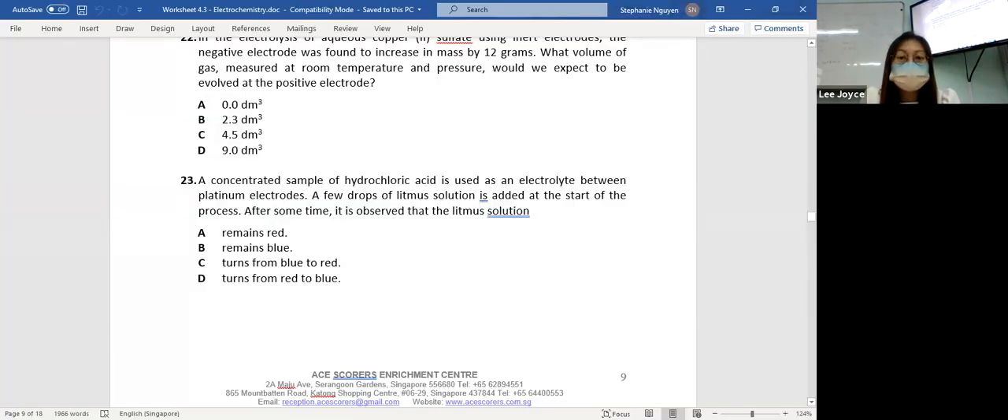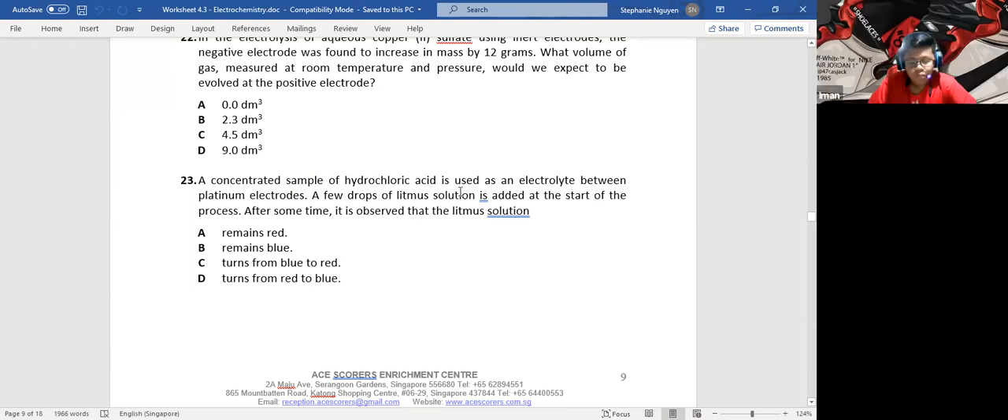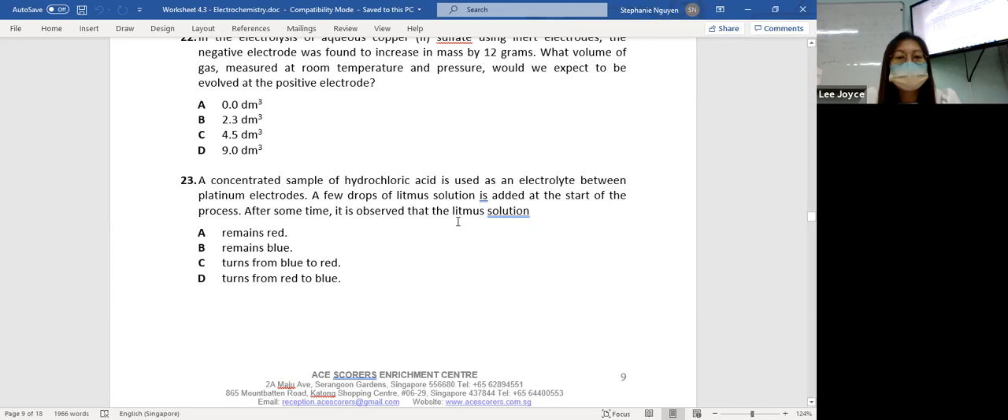So at the start of the process, we have put in the litmus solution. Now, what is the electrolyte that was used? It's concentrated hydrochloric acid. So since it's an acidic solution, the litmus at the start should be red, right? Yeah, so it should be red. After some time, will the litmus solution turn color? So we're going to look at what will be discharged in the electrolysis of the HCl.